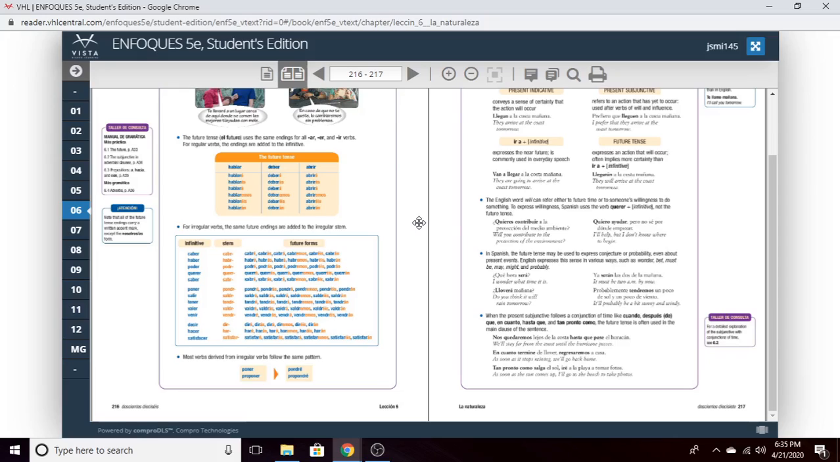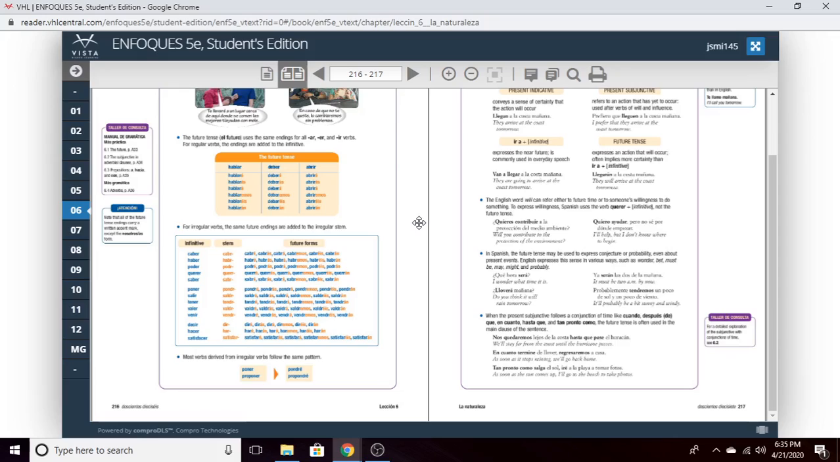The way you form the future is weird. It's easy, but it's weird. It's weird because you don't drop the AR, ER, or IR of the infinitive. You add your ending to the entire infinitive. For that reason, your endings are the same no matter what type of verb you're using: é, ás, á, emos, and án.